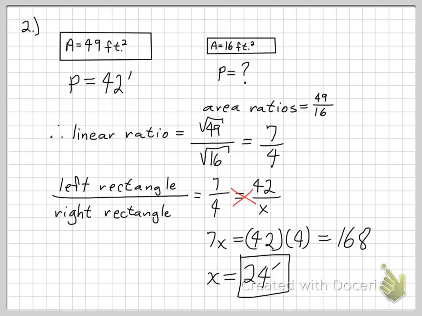Again, we cross multiply, and you get that 7x is equal to 42 times 4, or 7x is equal to 168. 42 times 4 is 168. And so dividing both sides by 7, you get that the perimeter of this rectangle is 24 feet.